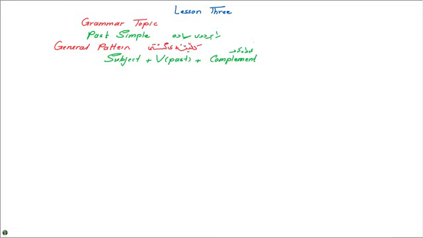Here verbs in English are divided into two groups. Regular verbs and irregular verbs.